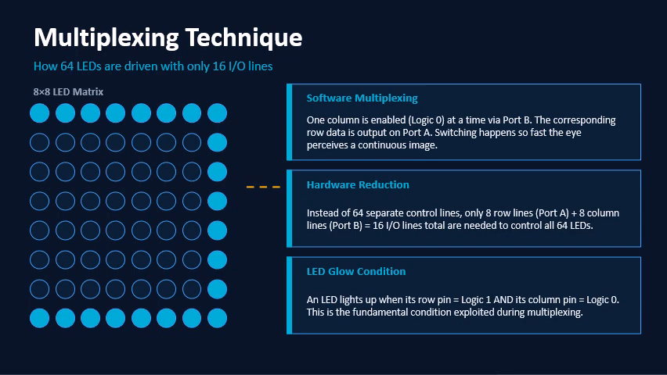Now let's understand the key concept of multiplexing. We have 64 LEDs, but instead of using 64 control lines, we use only 16 lines, 8 for rows and 8 for columns. In software multiplexing, one column is activated at a time while row data is sent simultaneously. This switching happens very fast, so our eyes perceive it as a continuous display. This is due to persistence of vision. An LED glows only when the row is at logic 1 and the column is at logic 0. This is the fundamental principle behind the working of the LED matrix.